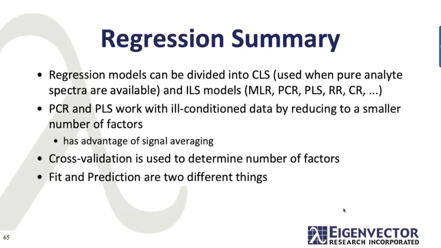And fit and prediction are two different things. That's why we get these differences between our error of calibration curves and our error of cross-validation curves, because it's pretty easy to really fit a data set closely. It's a much different thing to make it predict on new samples.